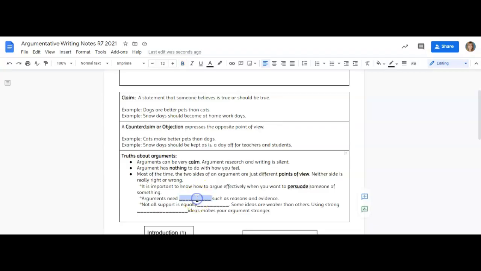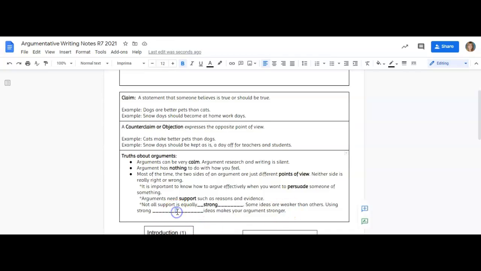Arguments need support, such as reasons or evidence. If you just say, I want to invite my friend over just because, you're not going to be very persuasive. If you give them good reasons and support, then you're going to be much more persuasive. Not all support is equally strong. Some ideas are weaker than others.